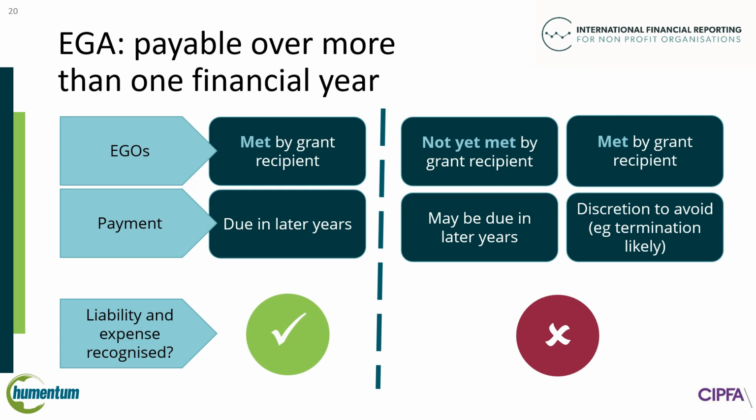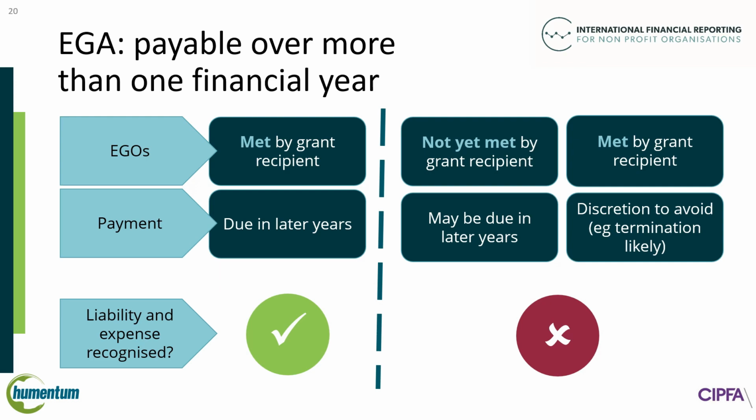Where the grant-providing NPO does not have a present obligation to transfer resources in future years, because the grant recipient has not yet met its obligations, the grant-providing NPO will not recognize a liability and grant expense. Where the grant-providing NPO has discretion to avoid grant expenditure in future years because of terms in the EGA, it should not recognize a liability, because the grant-providing NPO does not have a present obligation to transfer the resources.